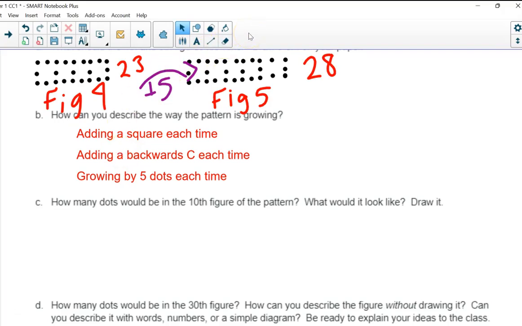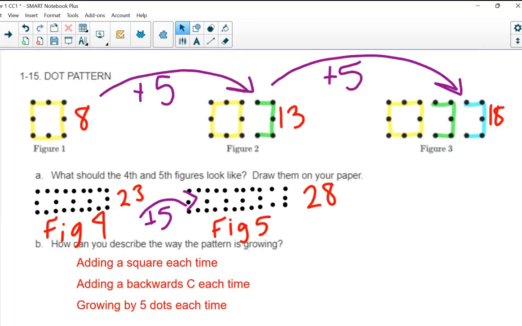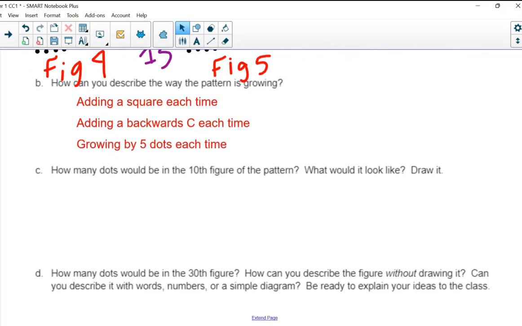All right, now it says how many dots would be in the 10th figure. So we know how many dots would be in each one, and we know how much it's growing by each time, okay? So sometimes in pattern questions, they'll ask us how many dots will be in a further down the line figure number. And sometimes they can ask us a pretty big figure number. Look at question D.